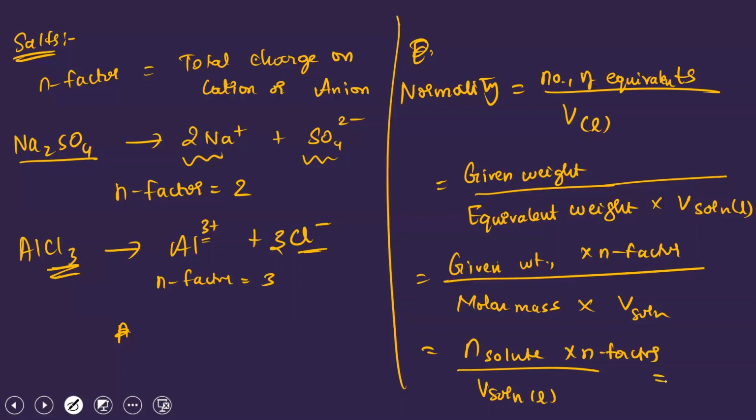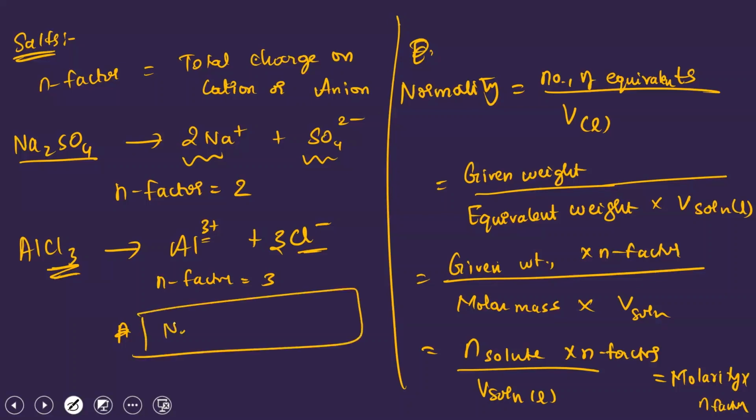Number of moles of solute by volume of solution என்னது? Molarity. Correct? Molarity. So molarity into n factor is equal to what? Normality. அவ்வளவுதான் simple. இது ஃபைனல் ஃபார்முலா. இது நார்மாலிட்டிக்கும் மொலாரிட்டிக்குமான டெரிவேஷன் ரிலேஷன் கண்டுபிடிக்கணும். ஃபார்முலா இதோட முடிஞ்சு போச்சு. Is that clear? So normality யூஸ் பண்ணிக்கலாம். So normality is equal to molarity into n factor.